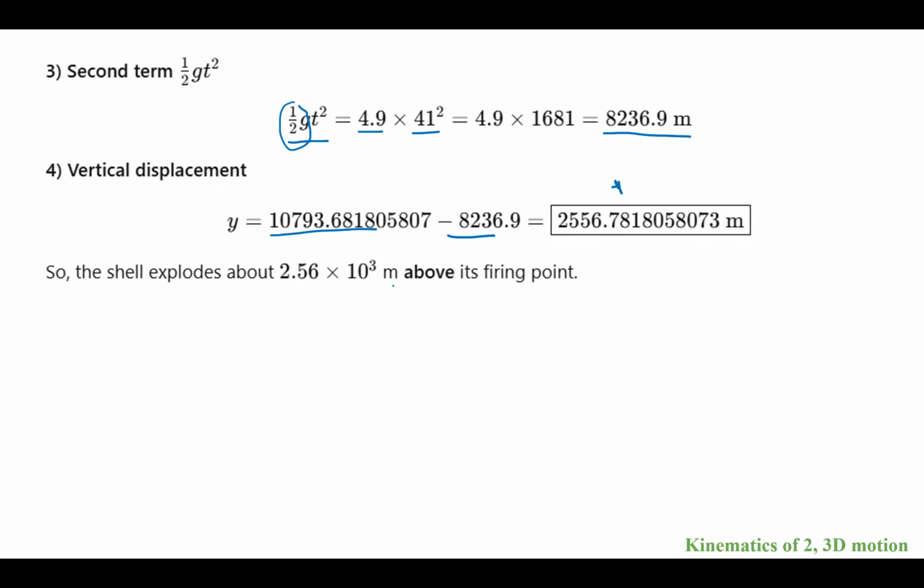So it's about 2.56 times 10 to the 3 meters above its firing point. Okay.